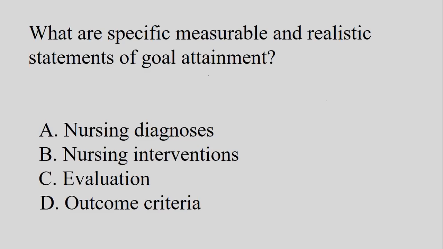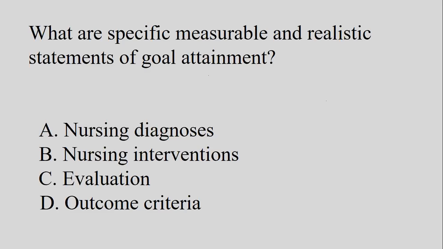So you could say something like, patient will be able to walk 100 feet on 2 liters of oxygen without desatting less than 92%. Because I can clearly, specifically, and measure that, and then you're going to give me a time by the end of the shift or by the end of the week or within 48 hours. Now that's a specific and measurable goal.